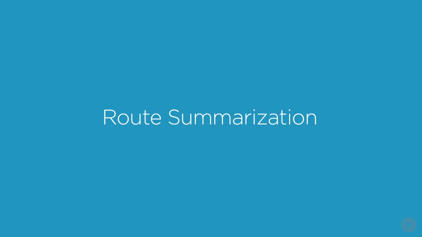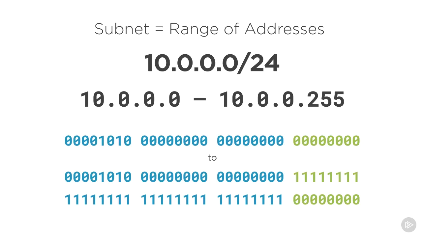Let's start with this route summarization. I think route summarization is pretty cool stuff. What it really depends upon is from what vantage point are we examining our IP networks? Our subnets are simply a range of addresses.